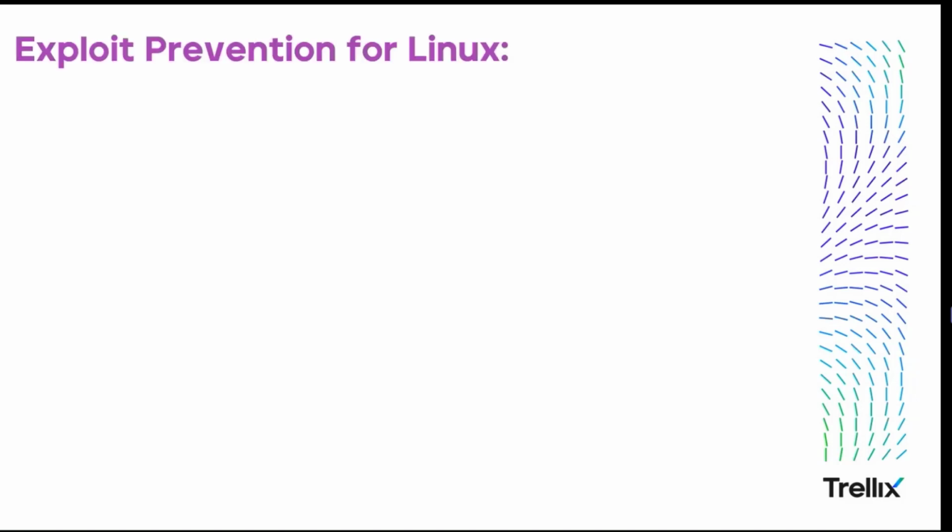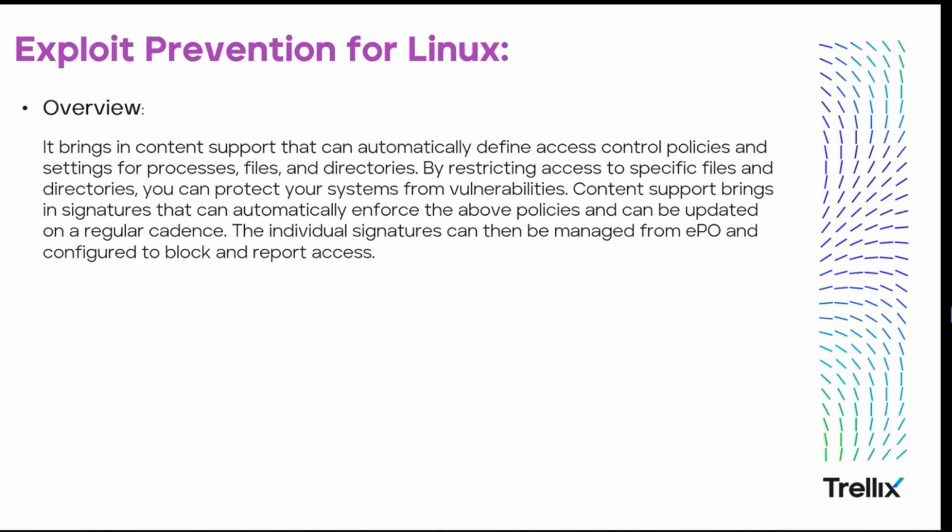Thank you, Alvin. Hi, everyone. I'll be talking about exploit prevention for Linux and its functionality. Exploit prevention helps to protect our machines from exploits or vulnerabilities by restricting access to few specific processes, files, and directories. This is done with the help of exploit prevention content. A content contains signatures that are designed to detect specific exploits.